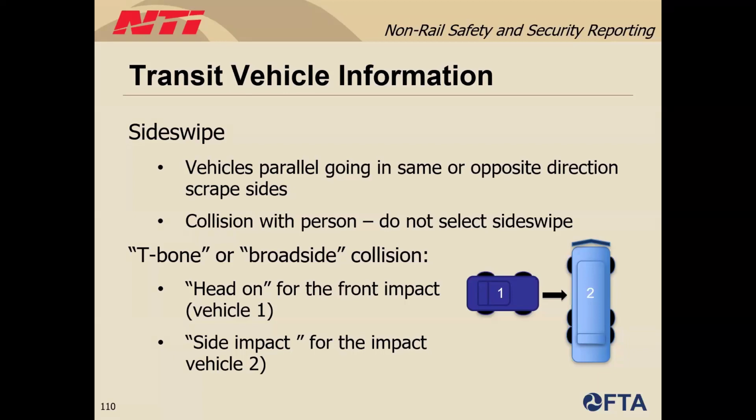When reporting a T-bone or broadside collision, one vehicle is reported as head-on and the other vehicle is reported as side impact. So, in the diagram, vehicle number 1, the other motor vehicle, would be reported as head-on, and the transit vehicle, number 2, would be reported as side impact.